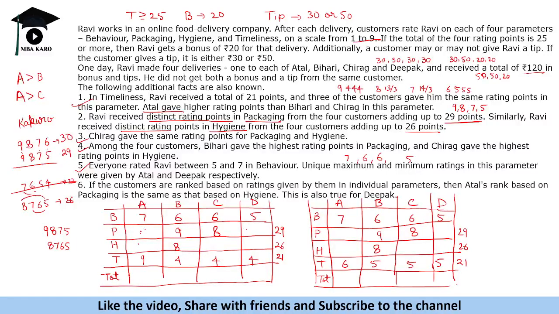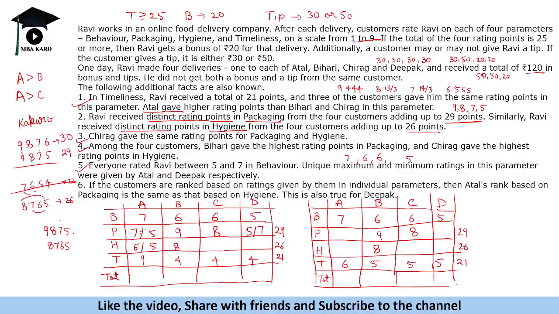Now this is where we will get two cases. So if Atal gave the same ranking, this is first rank, second rank. Third rank here is 7 and third rank here is 6. So if Atal gives 7, he will give 6 in this case. If Atal gives 5 rating points, he will give 5 rating points here. Now let us come to Deepak. So if Atal has given 7, Deepak has to give 5. And if Atal has given 5, Deepak has to give 7.